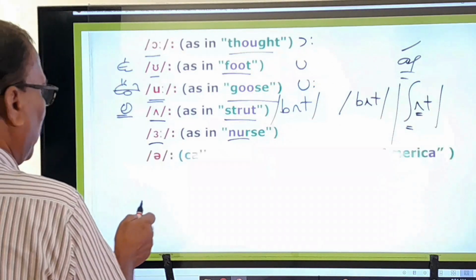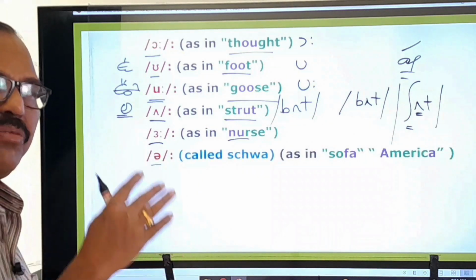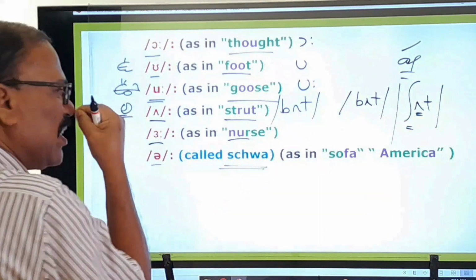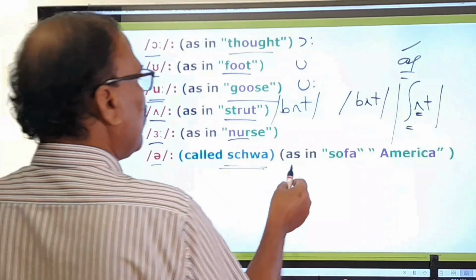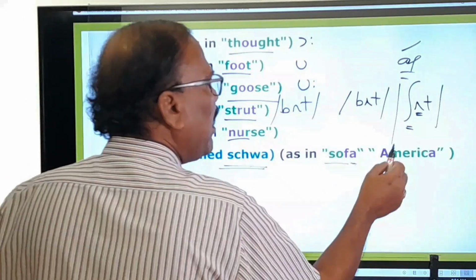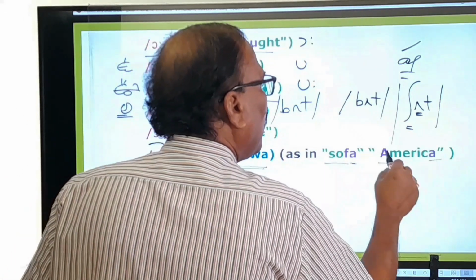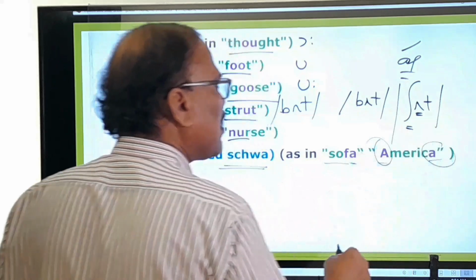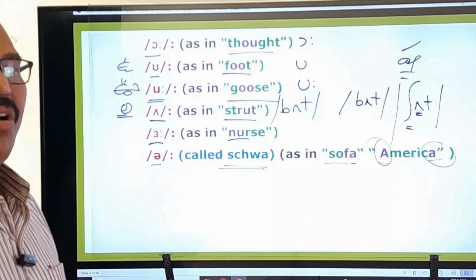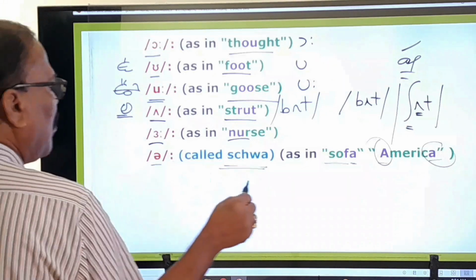Okay, and here you pay attention. This is the voiceless vowel sound, okay? It is called schwa. We call it schwa. So in sofa, the last sound has no sound at all. In America, no. This voiceless vowel sound is called this one: reverse E. You have to write like this.